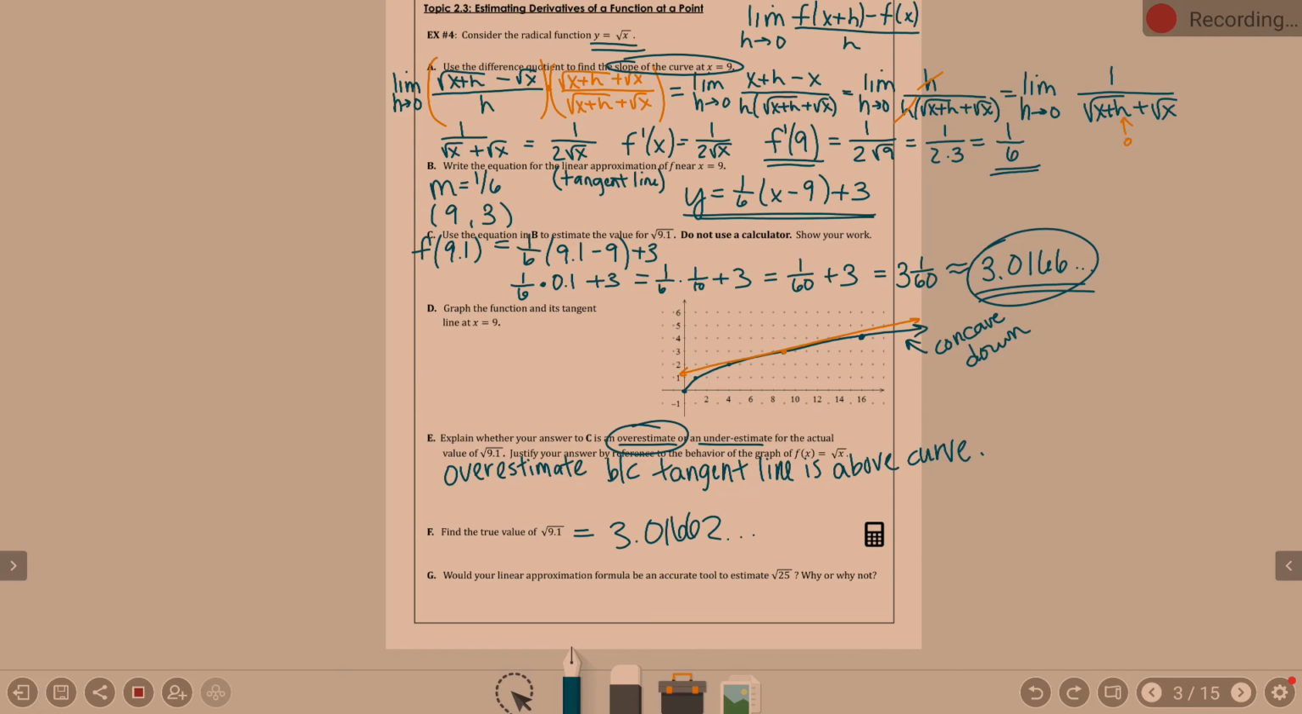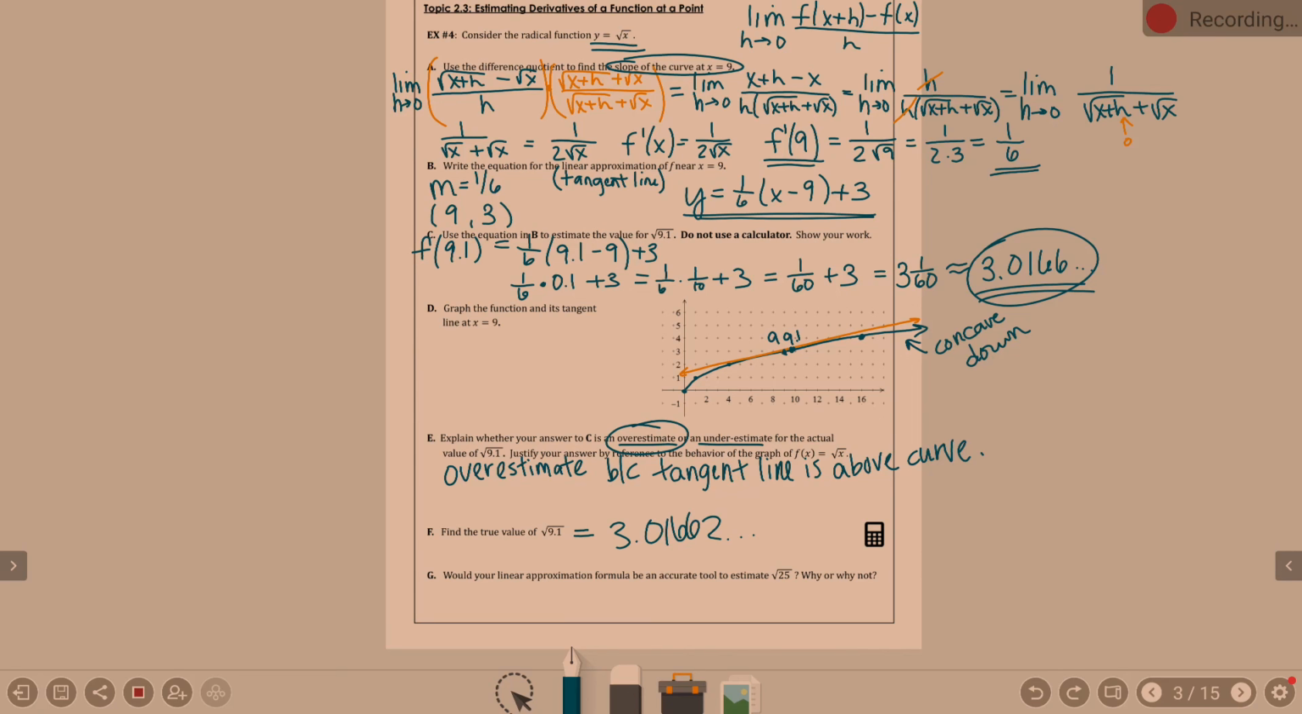F. You plug in the square root of 9.1 in the calculator. It's 3.01662, and then it goes on from there. It's not repeating. Does that make sense that it was an overestimate? 3.0166666 is a little bit bigger than 3.0166662. Yes? So we're close. Now, we were close because 9 is right here. And where's 9.1? Right next to it.